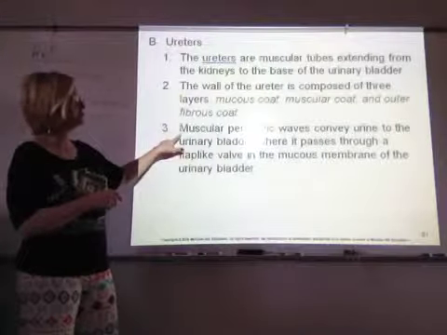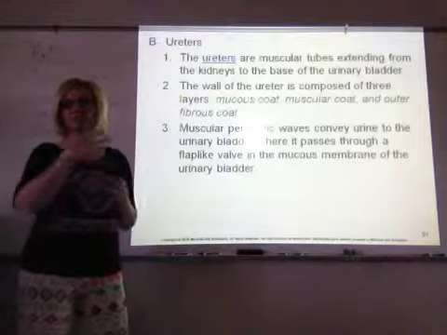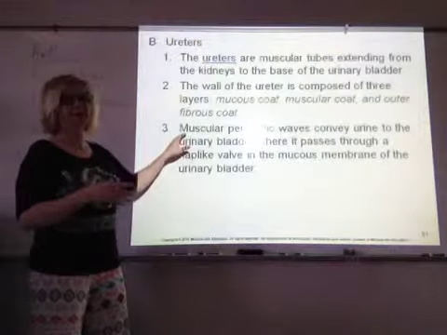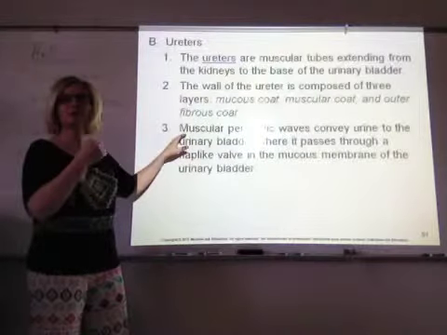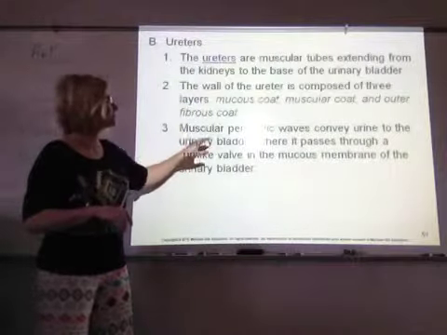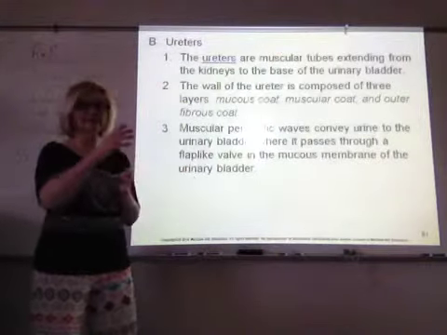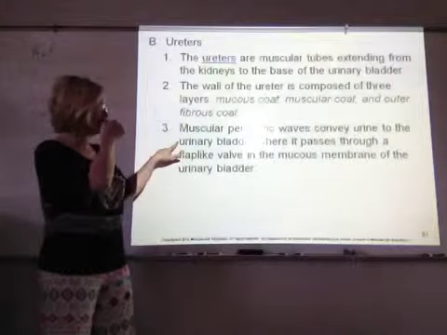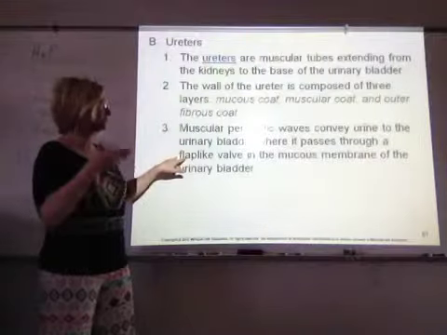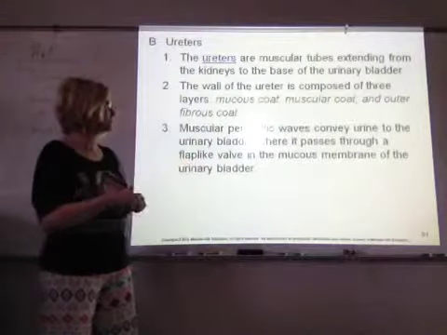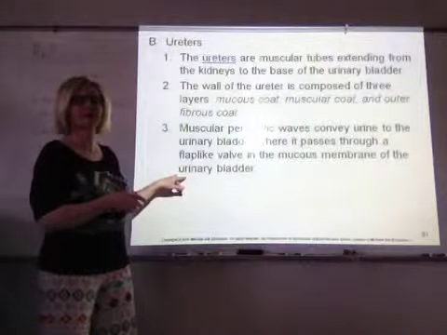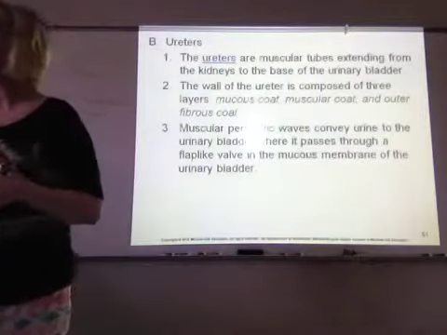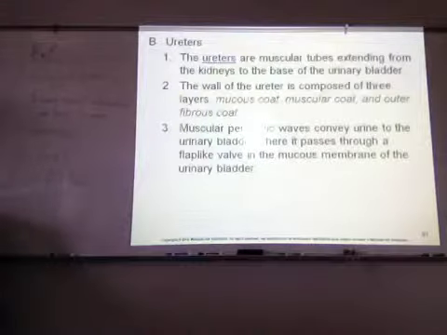Muscular peristaltic waves, very much like in your esophagus, kind of that twisting motion, is pretty much the same way that your urine is pushed through the ureters. So peristaltic waves convey the urine to the bladder, where it passes through a little valve in the mucous membrane of the urinary bladder.